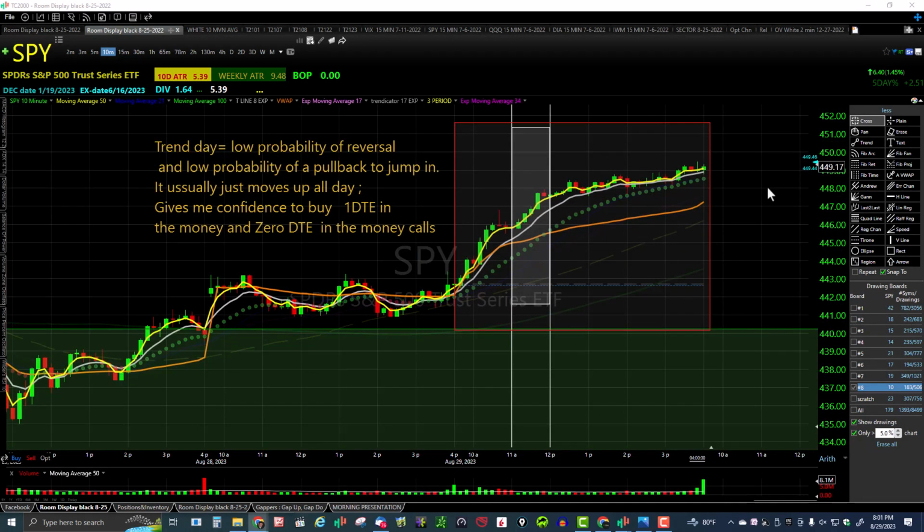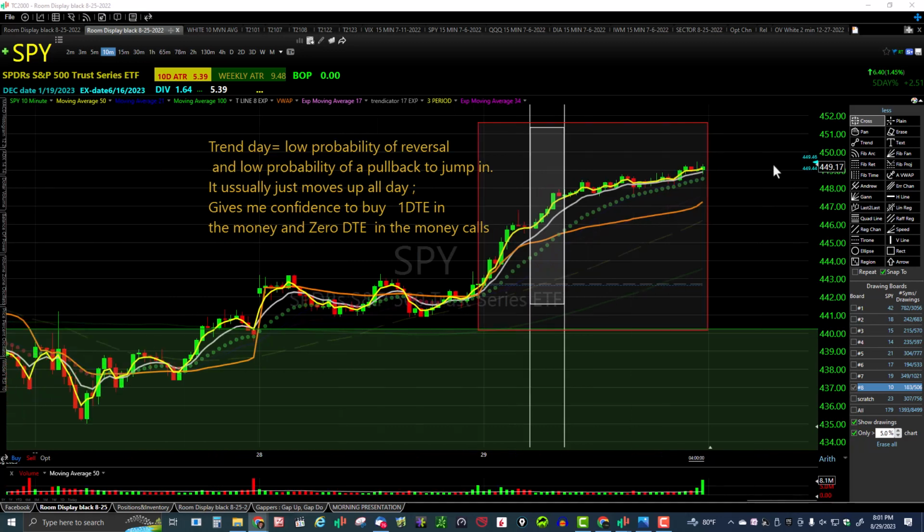All right, so tonight's presentation is on how to trade the head and shoulders pattern. I'm going to go over a little bit of that in just a moment here. And I'm going to start off with today's price action in the SPY.